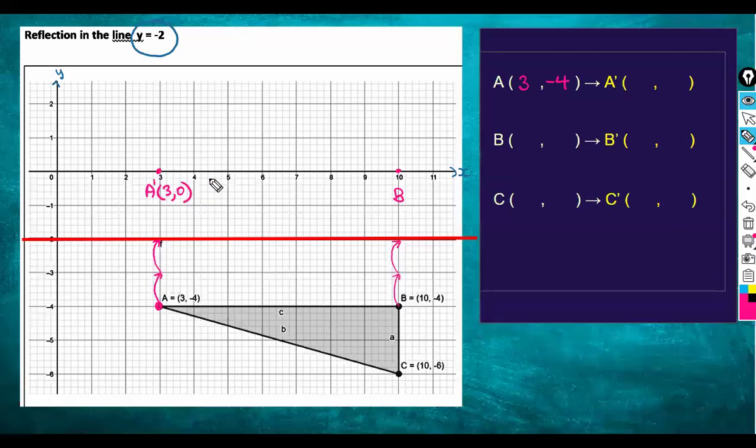So I forgot to put a little dash here. Prime. He is also living on the x-axis. He is 10, 0. I'll give you all a few seconds for point C. Count how much block C is below the red line, which is the mirror.